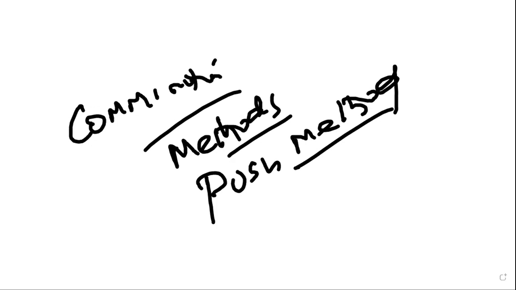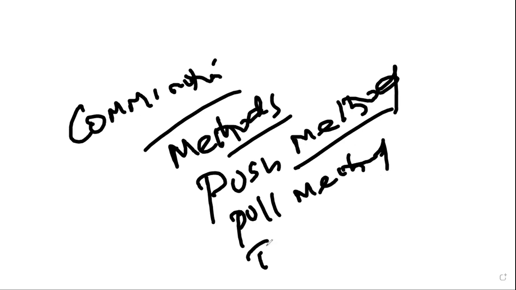Okay. So the first one is your push method. The second one is your pull method. And the third one is called the interactive method. Please note this interactive method. The interactive method can be called a bidirectional method. For the push method, you need to define it. What is the push method of communication?